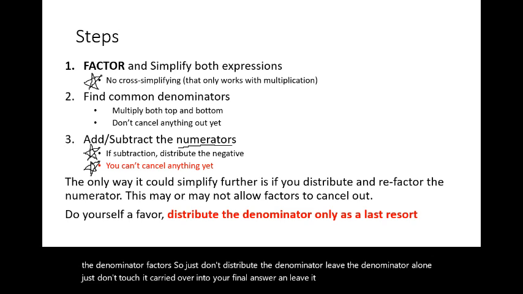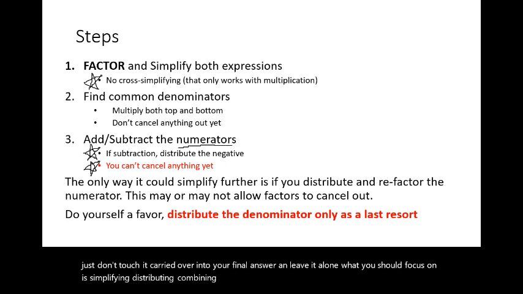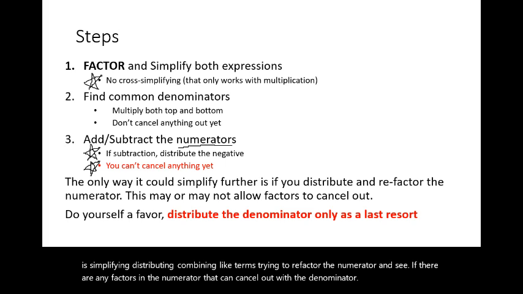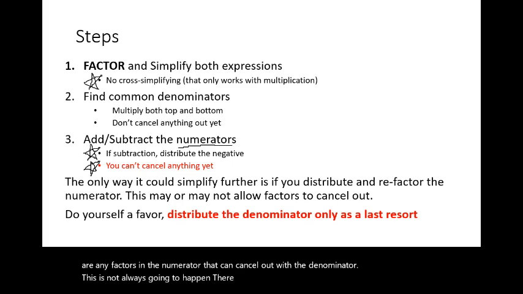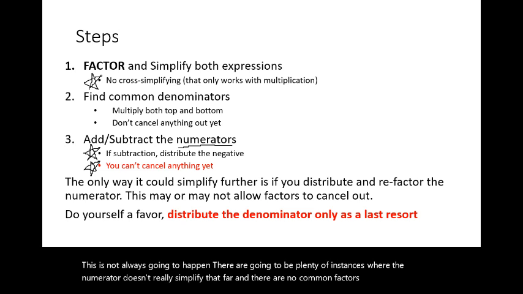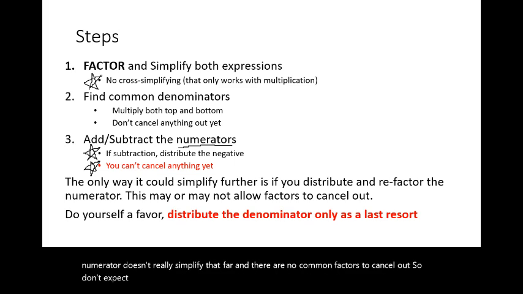What you should focus on is simplifying, distributing, combining like terms, trying to refactor the numerator, and see if there are any factors in the numerator that can cancel out with the denominator. This is not always going to happen. There are going to be plenty of instances where the numerator doesn't really simplify that far and there are no common factors to cancel out. So don't expect a whole lot of these to do a whole ton of simplifying.